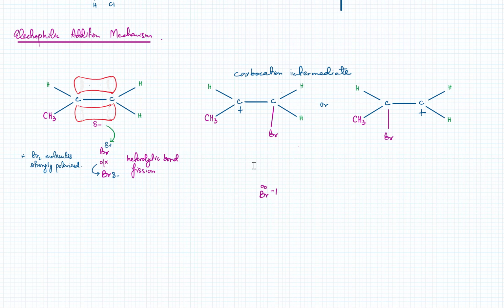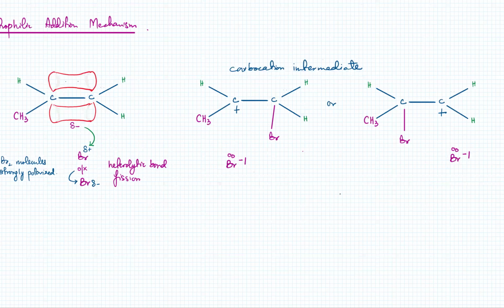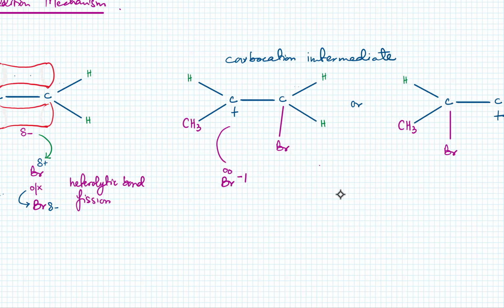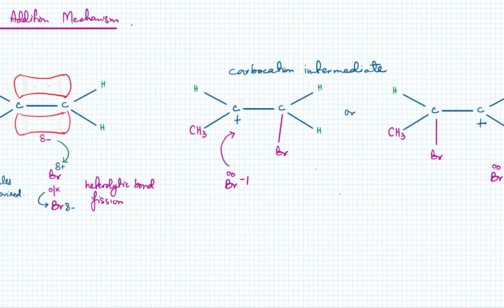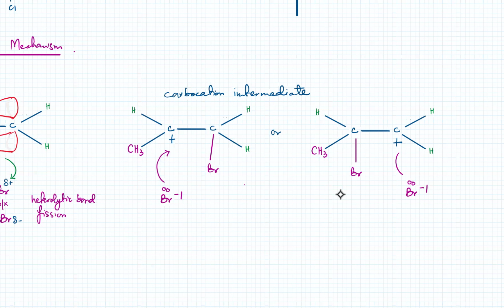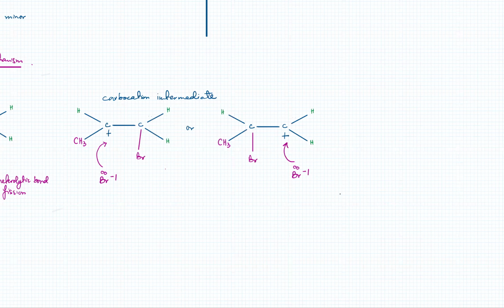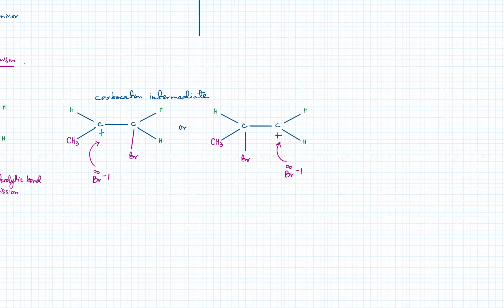Anyway, the next step is easy. What happens in the next step? This Br minus, let's have two of them, is going to go and attach to the carbocation. That's it. That's my final step. And the same thing over here. You draw curly arrows, and you're eventually going to get your product, which is going to be the same product in both cases.